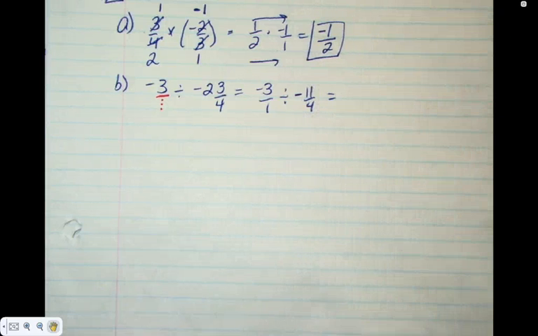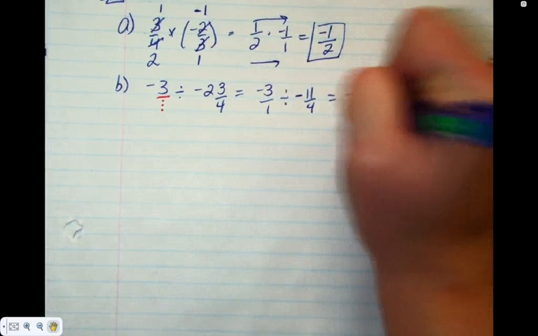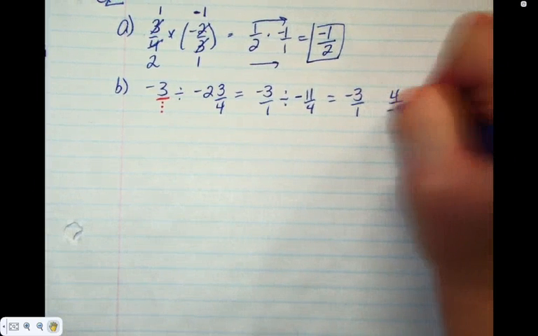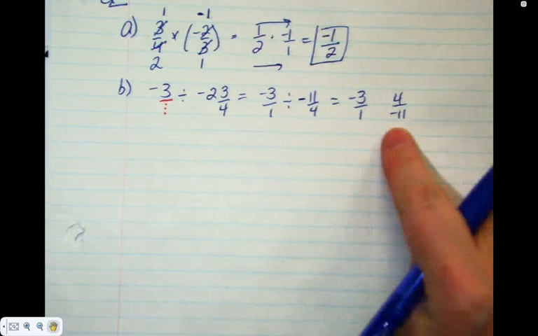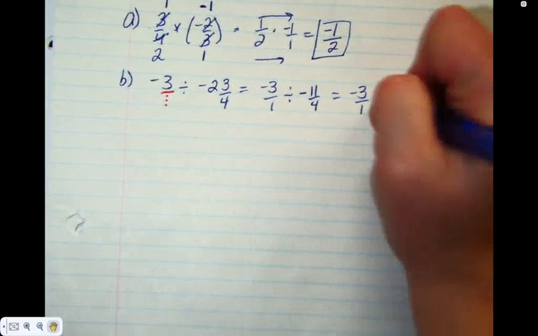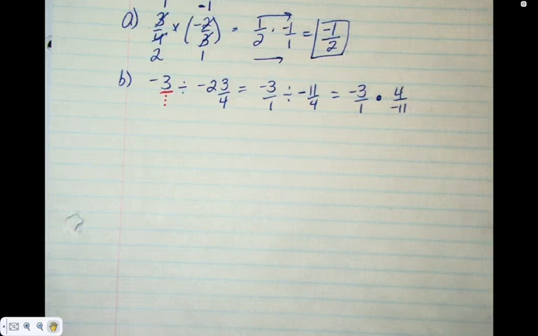Step number 2 for division, that's the red step because it's different than multiplication. What is step number 2? What's it called? I want you to say the vocabulary word. Reciprocal. Take the reciprocal of the second fraction. So I'm going to keep the negative 3 on 1. I'm going to take that second guy and just flip him. And again, the negative can be with the 11, it can be with the 4, it doesn't matter. And I'm going to change the sign to a multiplication.